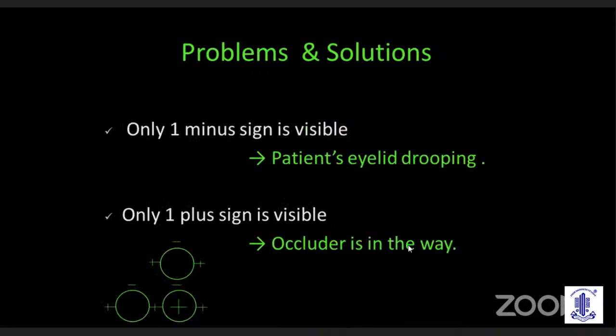If only one minus sign is visible, then the patient's eyelid is drooping. Ask the patient to open the eyes widely and then remeasure. If only one plus sign is seen, the occluder is in the way. Push the occluder slightly and then remeasure.